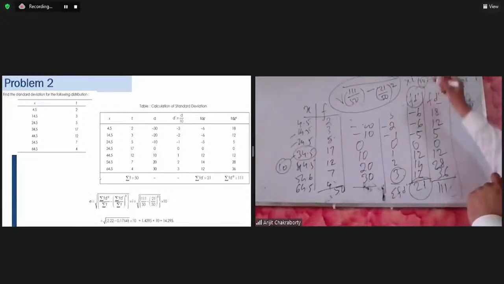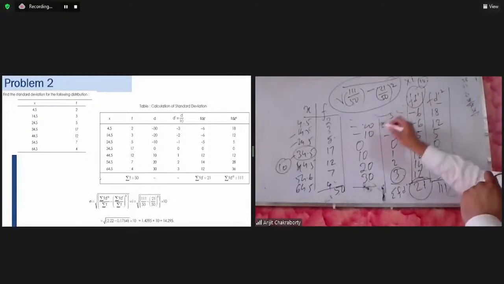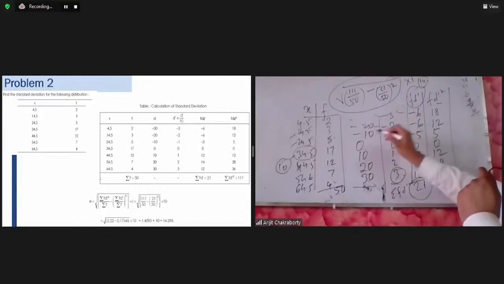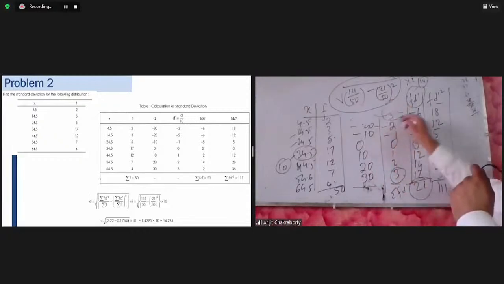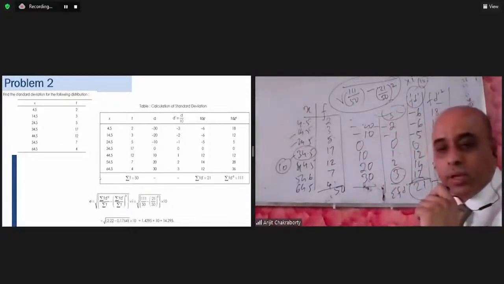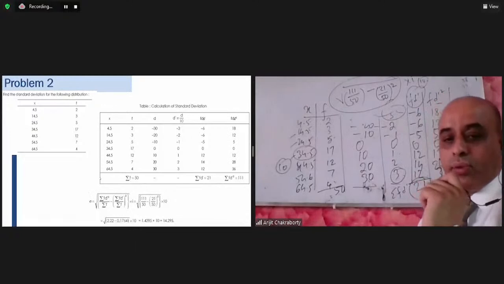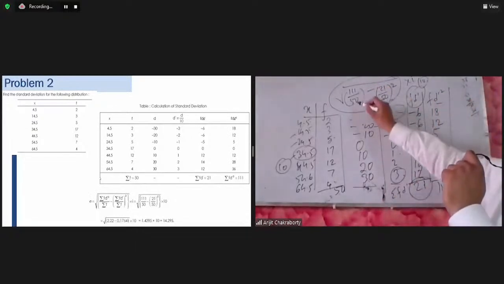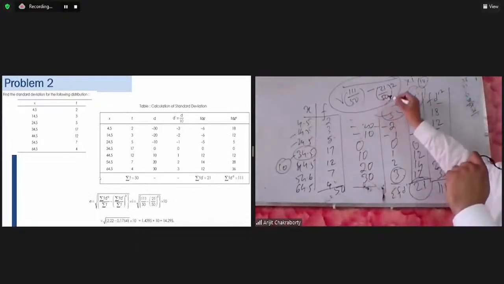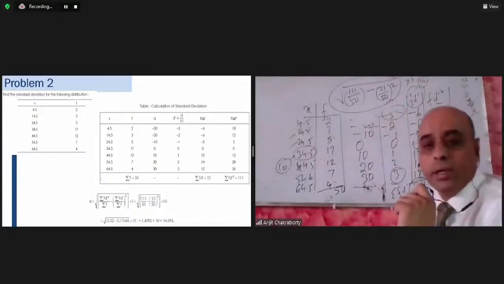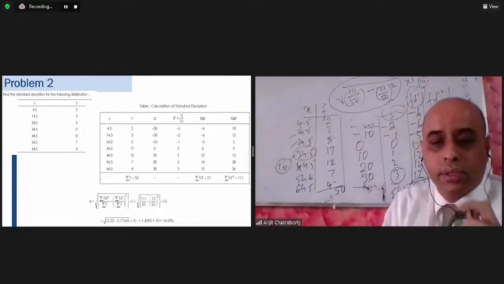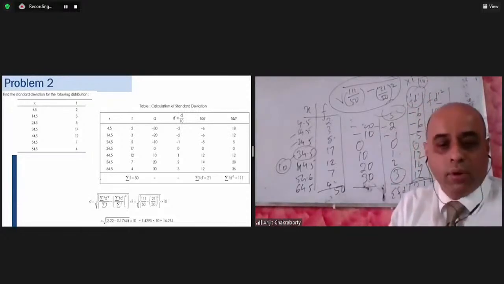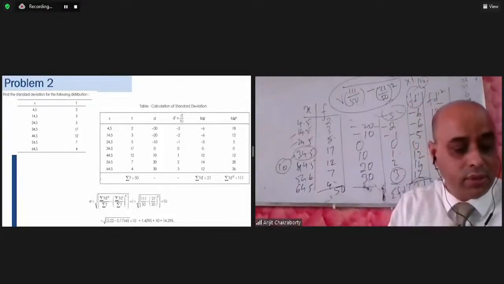Why are we multiplying? Because we had divided here by 10. See, each of these, minus 20 has become minus 2, minus 10 has become minus 1, 10 has become 1. So in this step, we had divided by 10. So now we will multiply. If we work out 111 by 50 minus 21 by 50 square, as per the slide you can see the standard deviation will work out to 14.295.